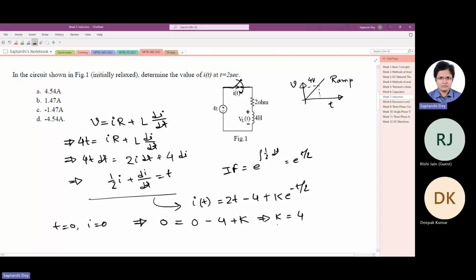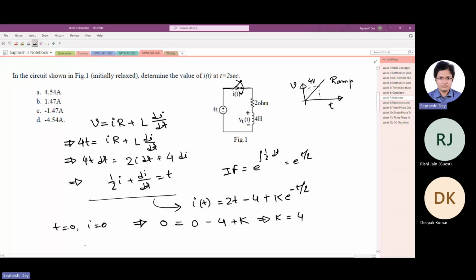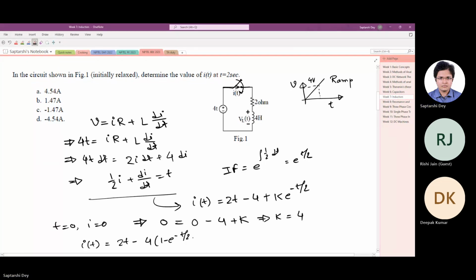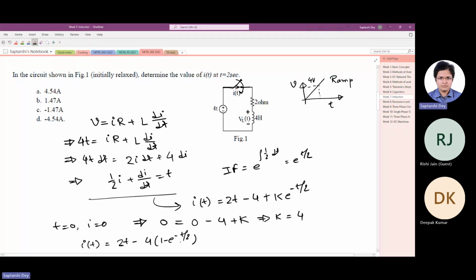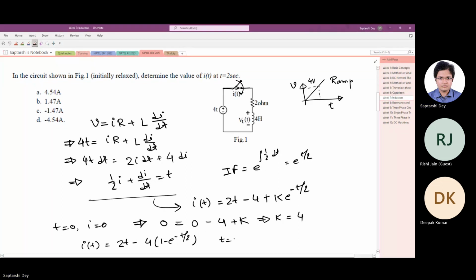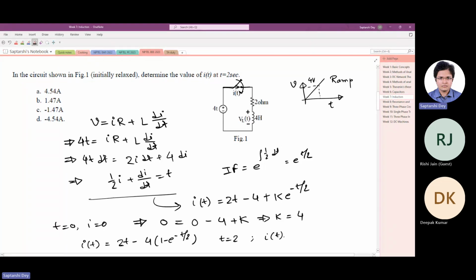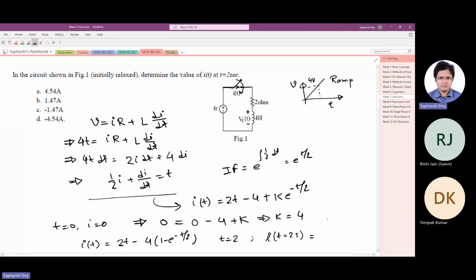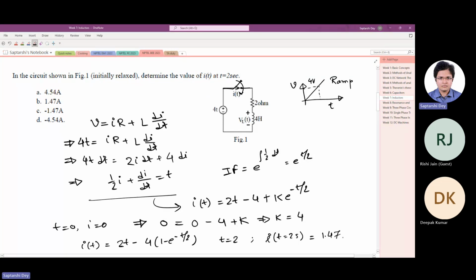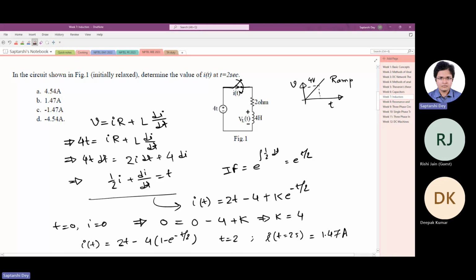And so once you get the value of k, the integration constant, we can write current as 2t minus 4 times 1 minus e to the power minus t by 2. This will be the expression for current in an RL circuit where the voltage is increasing in ramp. Now the question is, what is the value of current at t equals 2 seconds? You simply put t equals 2 and you will get I at t equals 2 seconds as somewhere close to 1.47 ampere. So this question is all about solving this equation.